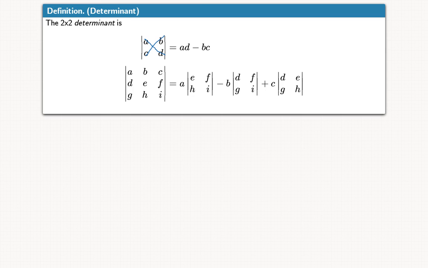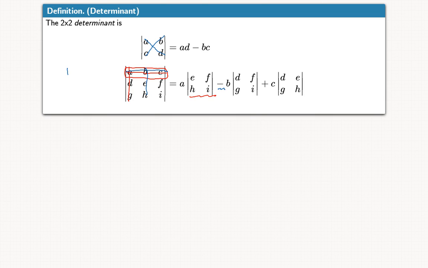And then a 3x3 determinant is, so this looks a lot more complicated, but how it works is we go across the top row. So we start out at A, and we delete the row and column of A, and then we take A times the 2x2 determinant of what's left over. Then we go to B, and we do the same thing in terms of deleting and multiplying, but now we get a negative sign here.